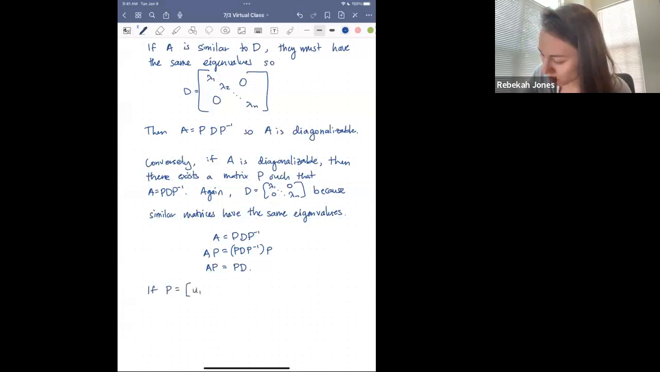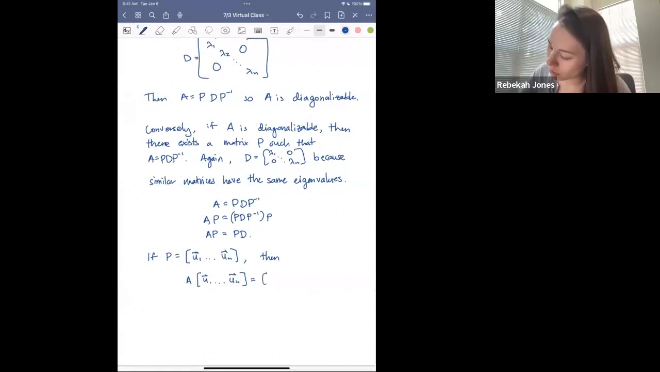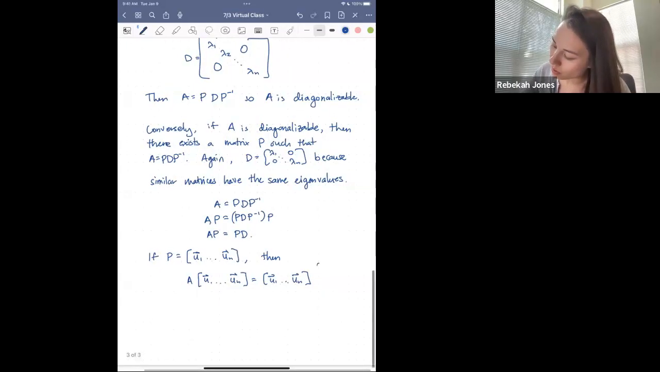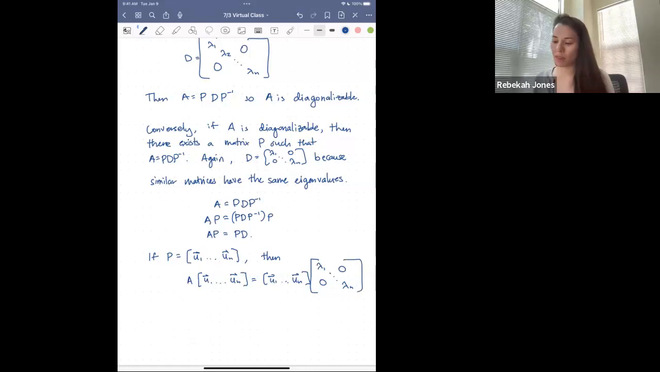And then if P has columns u1 up to un, some vectors, then what this says is that A times P will give us this. And on the other side, P times D, we're just replacing P with this form. And then we know that the matrix D looks like so.